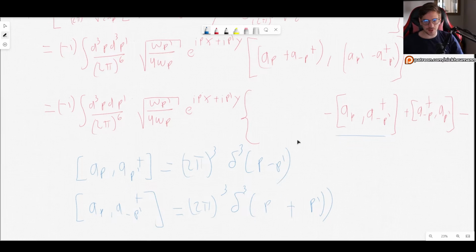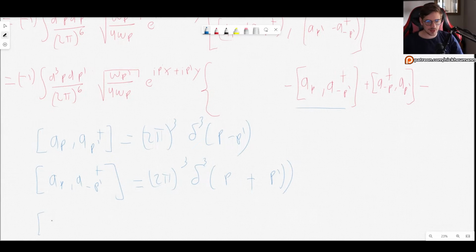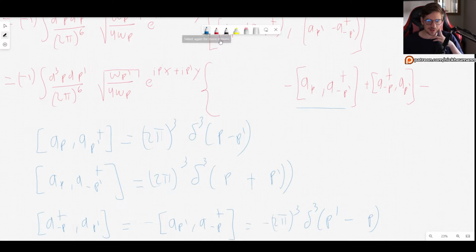And then we have the other commutator. So the other commutator, A_{-p} dagger, comma, A_{p'}. This is minus, we are just changing the order of the commutator. So A_{p'}, comma, A_{-p} dagger. And now we use the formula above because it's the same thing. So this would be, well, with the p prime switched. So this would be minus 2 pi cubed delta cubed of p prime plus p. So p prime plus p, right? So nothing too crazy.